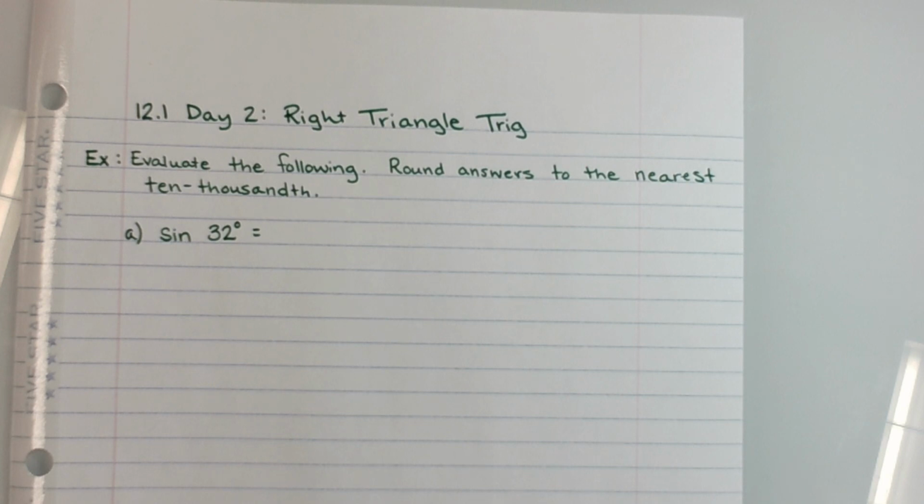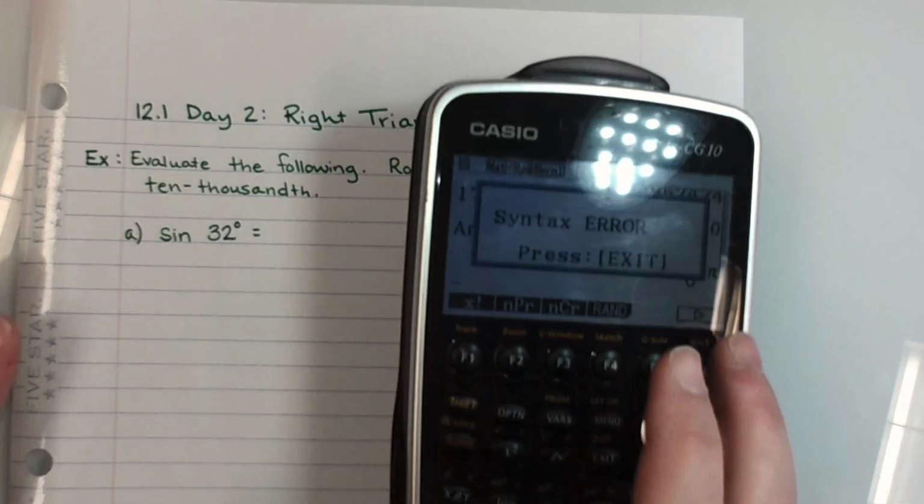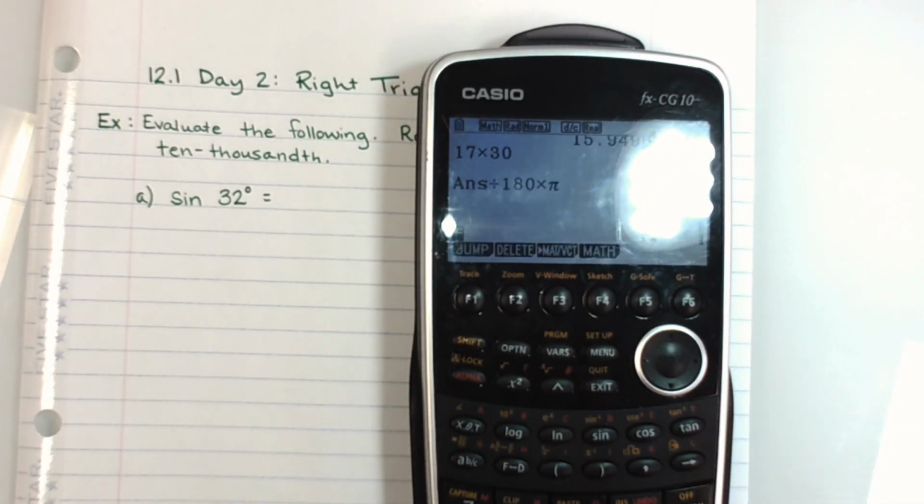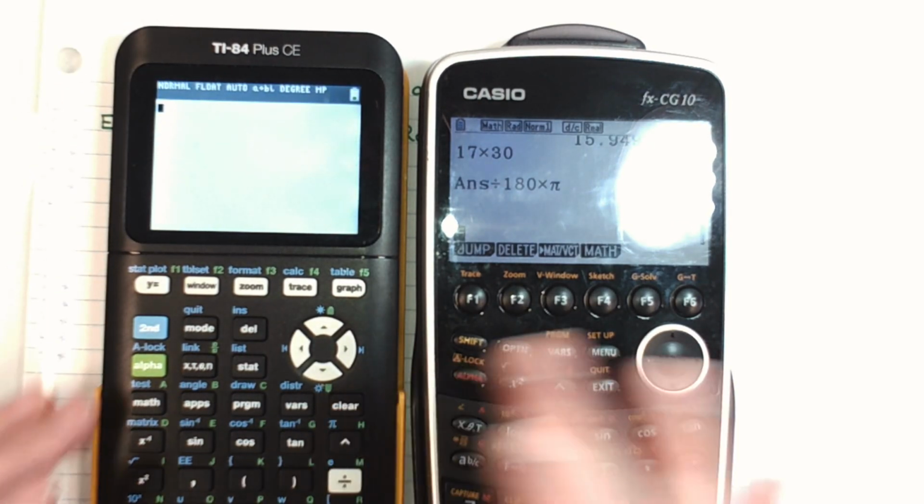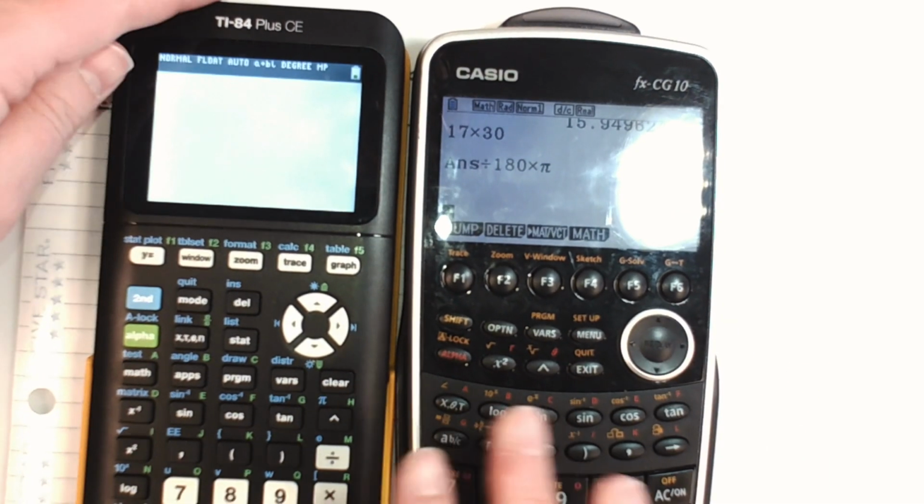I guess I'm hearing some answers, but they seem to be different. Essentially, what are you getting to? What do you think that you should do? Put it into your calculator. Grab your calculator. Okay. Sine of 32.